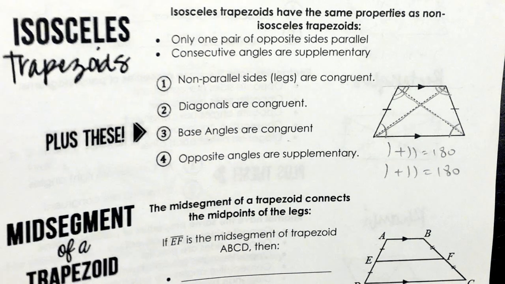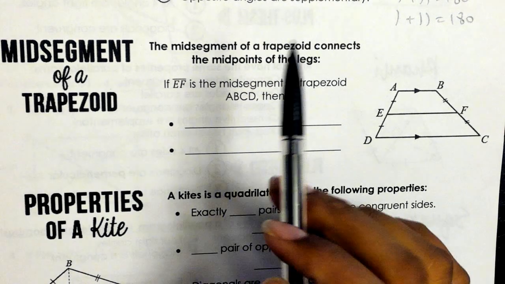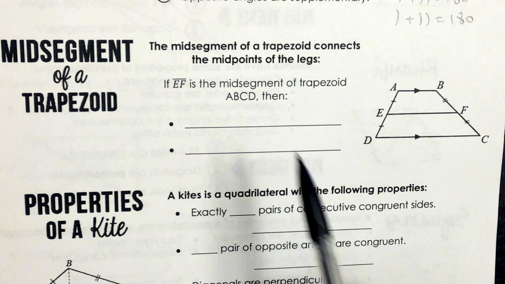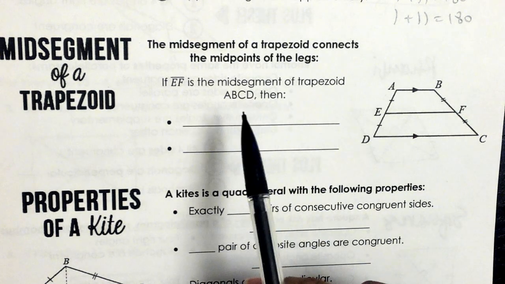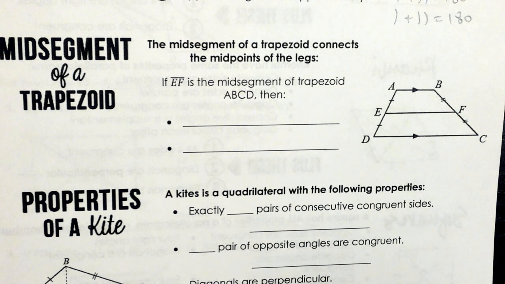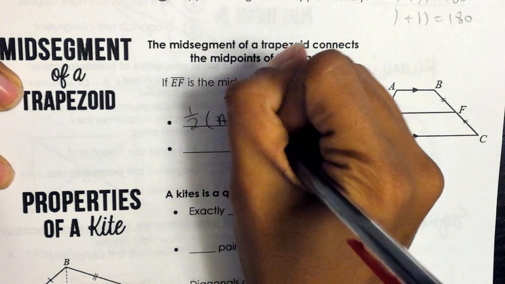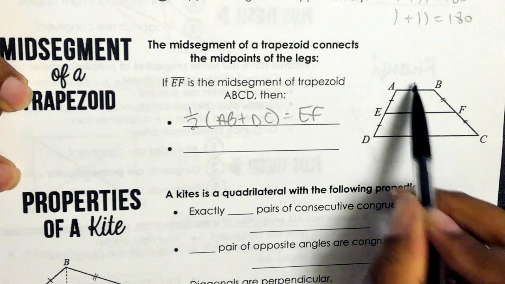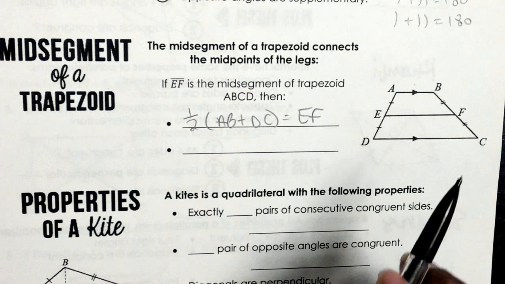Okay. One more thing about the mid-segment of a trapezoid. The mid-segment of a trapezoid connects the midpoints of the legs. So if EF, right here, is the mid-segment of trapezoid ABCD, then you would have half of AB plus DC equals EF. So if you add the top plus the bottom and cut it in half, you'll get the middle.